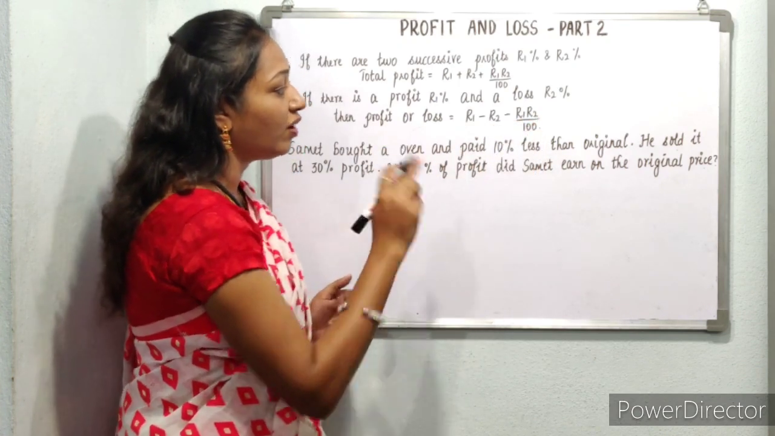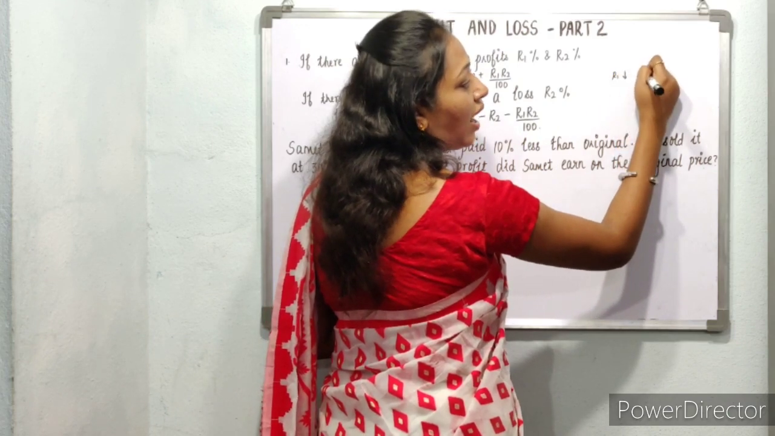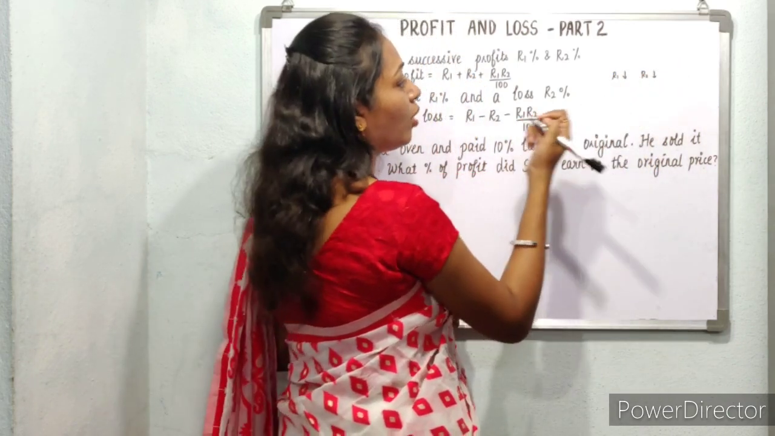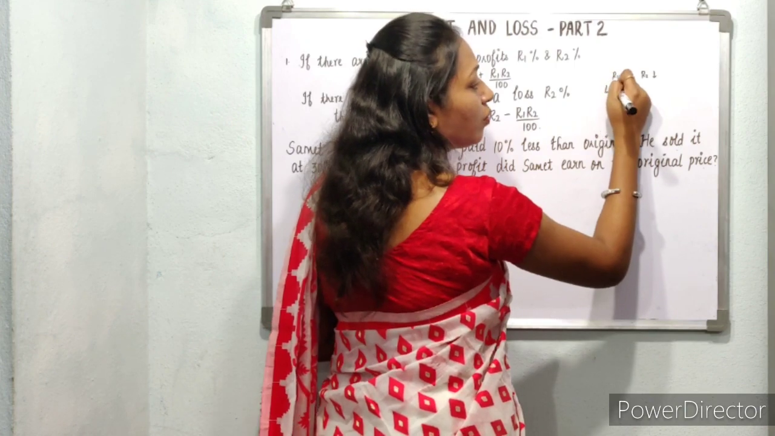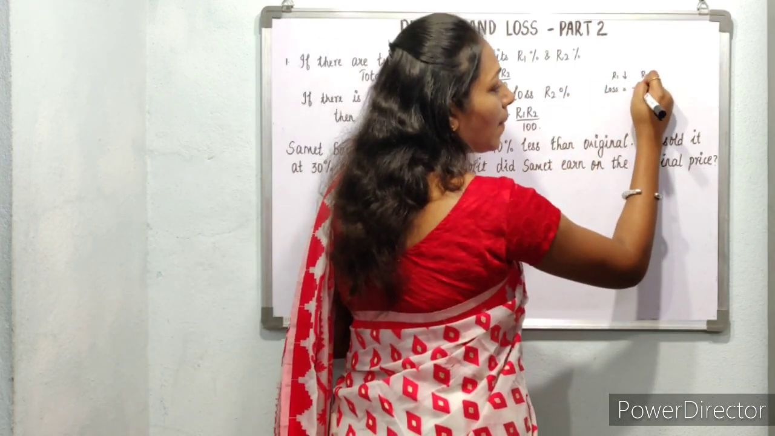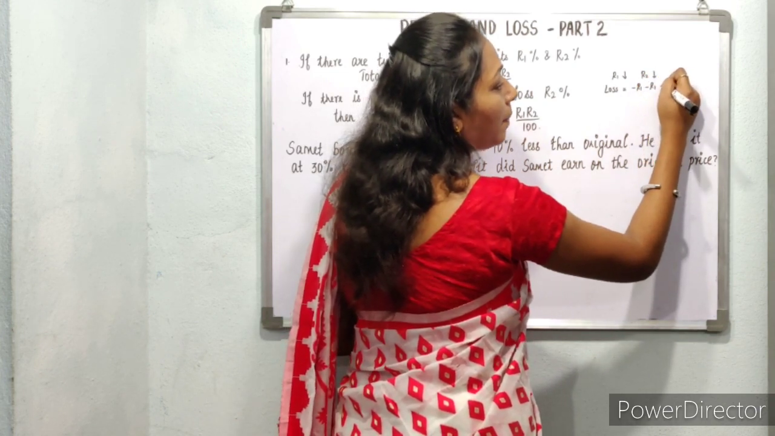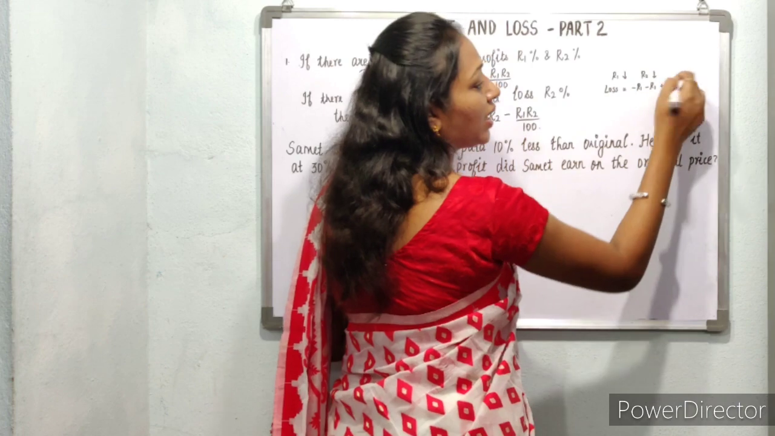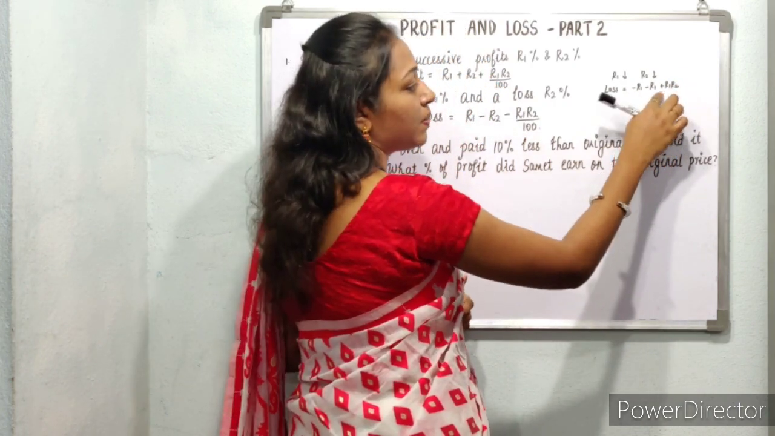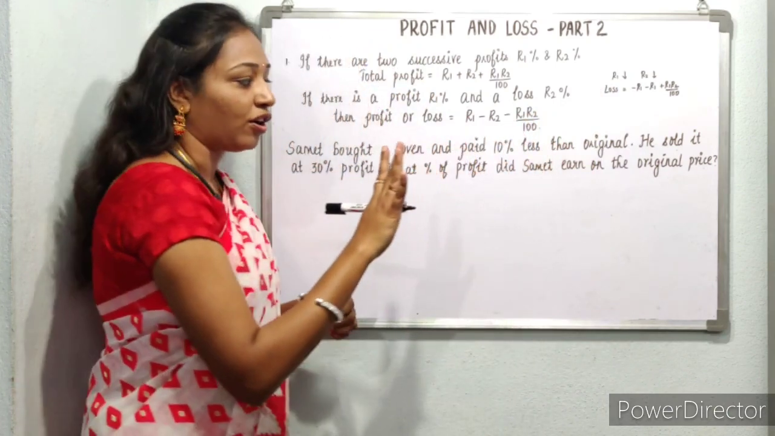In case they have given both are losses, for example R1 is also a loss and R2 is also a loss, then the formula will become loss. If both are loss, then eventually we'll get a loss. So it will become minus R1 minus R2 plus R1 R2, because minus R1 into minus R2 will get it as plus R1 R2, divided by 100. So this is the basic thing that you have to know.